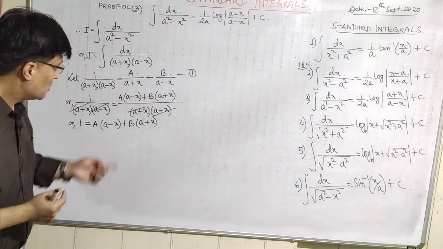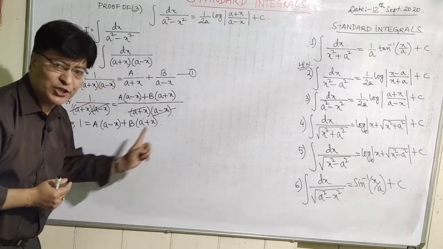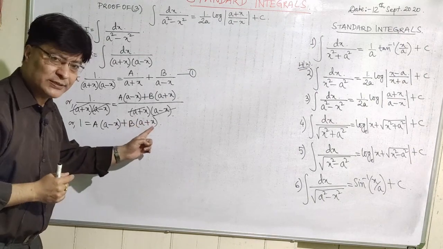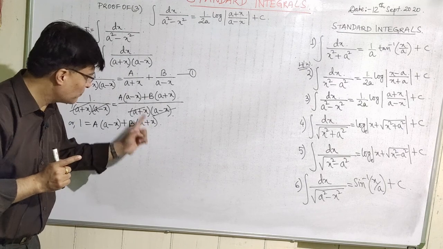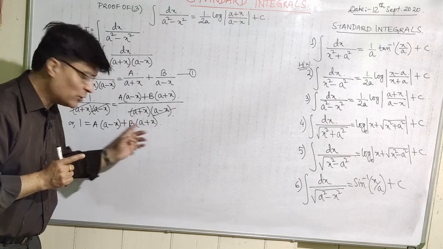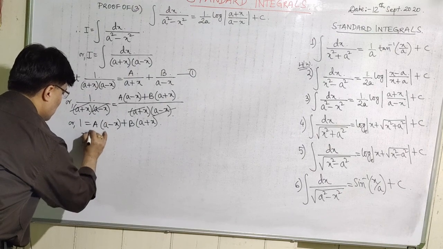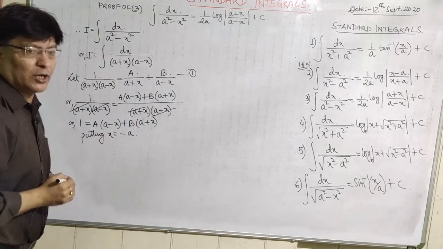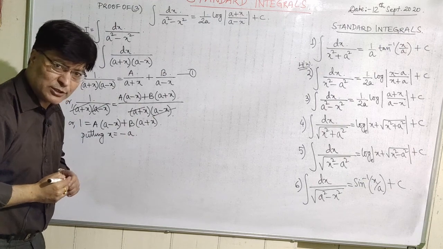So from this relation, we can easily find out the values of capital A and capital B, which are constants here. In order to get the value for capital A, you have to make this second term 0 by putting a value for x. Because x is a variable, you can put any value of x. Here a is constant, okay? If you put x is equal to minus a, the second term will be 0. You can easily get the value for A, right? So let us put x is equal to minus a. If you put x is equal to minus a, this second term will be a minus a, 0. Second term is 0, isn't it?